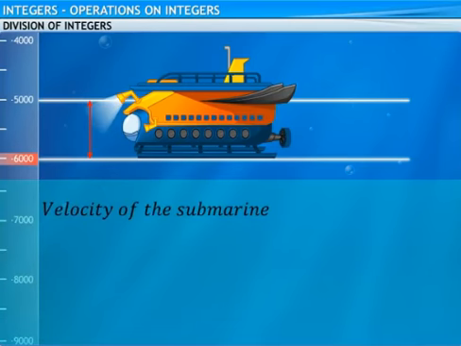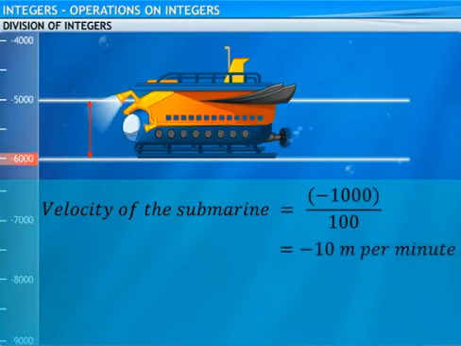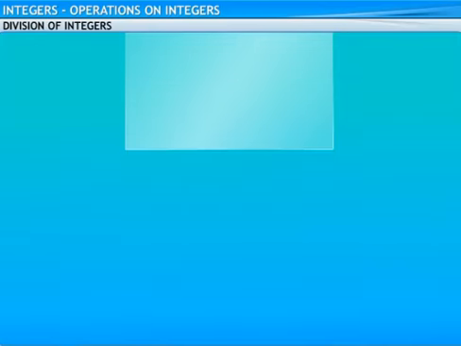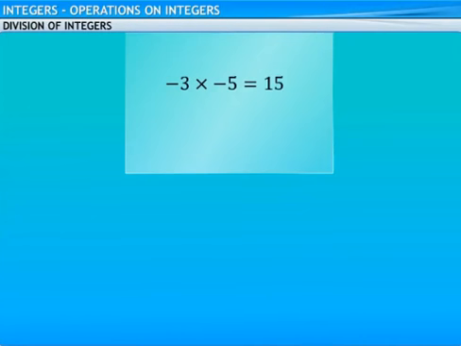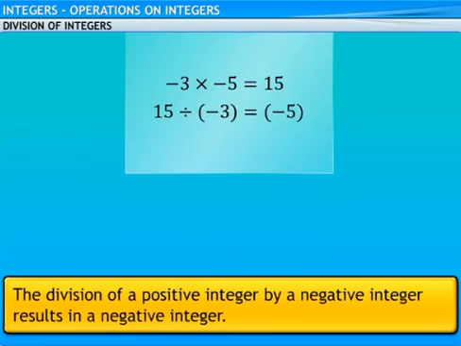So, the velocity or speed of the submarine was minus 10 meters per minute. How did Captain Jack arrive at this value? Well, he divided minus 1,000 by 100. Here, did you notice the division of integers? Take a look at the example given here. You can see that minus 3 times minus 5 gives us 15, and 15 divided by minus 3 gives minus 5. So, the division of a positive integer by a negative integer results in a negative integer.